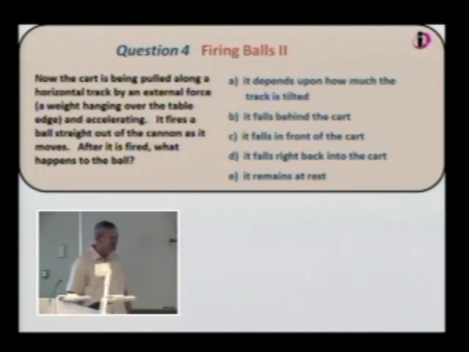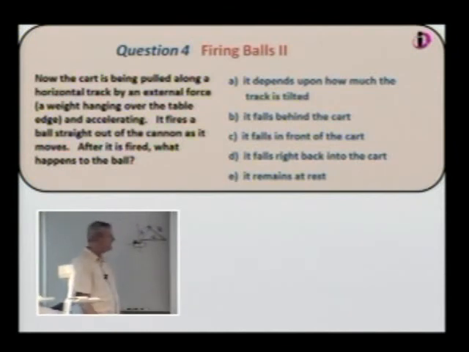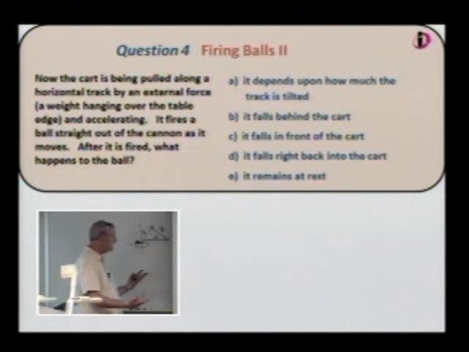See, this is professionally done. This is for clickers, actually. They had a thing for clickers. Now the cart is being pulled along a horizontal track by an external force. A weight hanging over the table's edge and accelerating. It fires a ball straight out of the cannon as it moves. After it's fired, what happens to the ball?